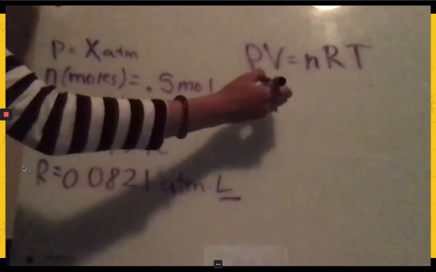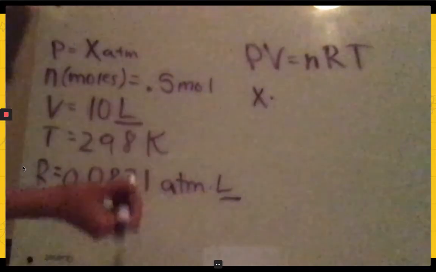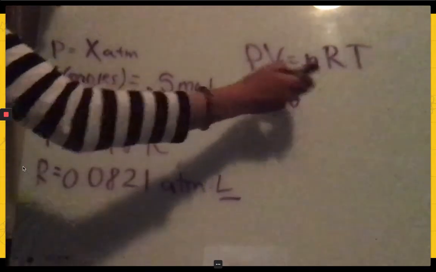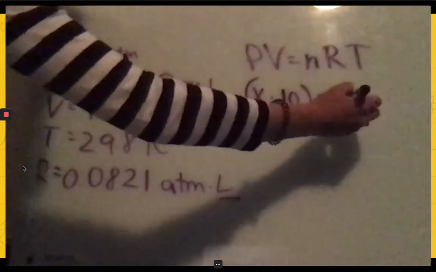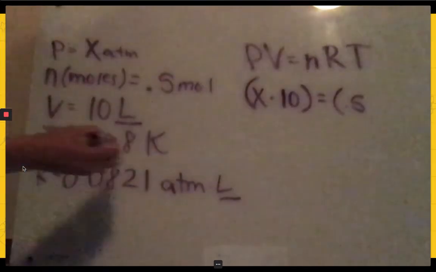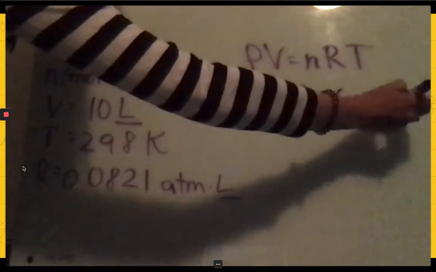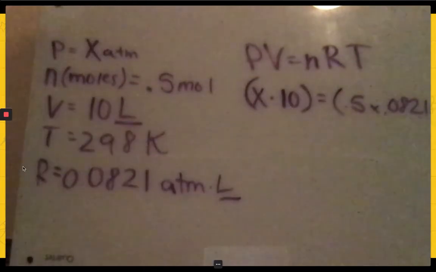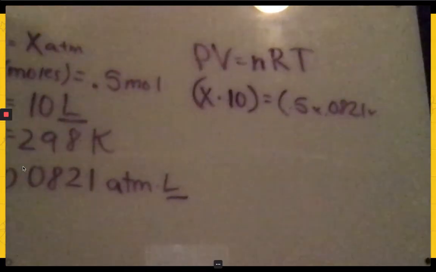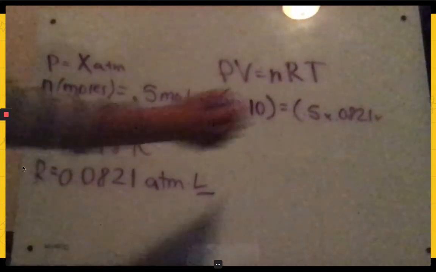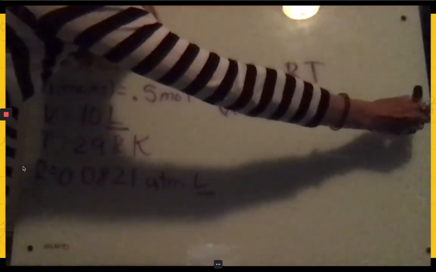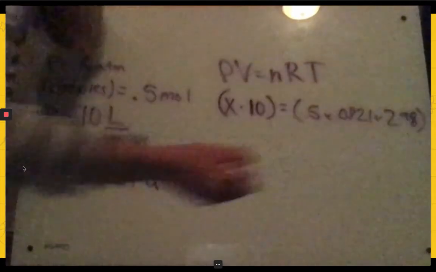So we have P, or X, times our volume of 10 is equal to nRT. So is equal to 0.5 times 0.0821 times, oh no, we'll rotate it a little bit, I'll push it out, times our temperature, 298. And then we're going to solve.